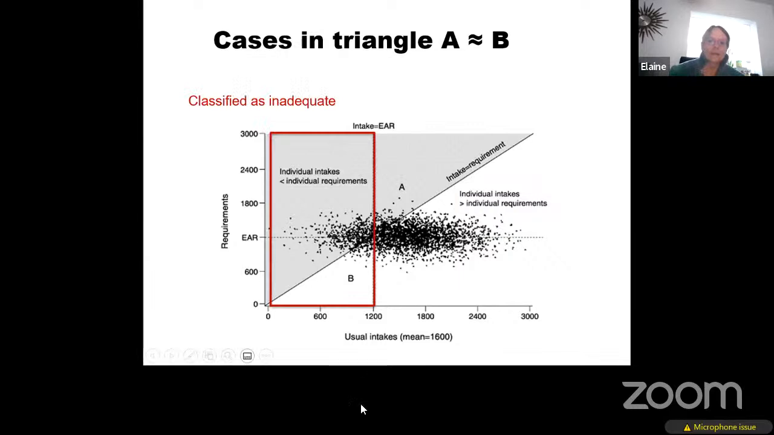Now this is looking at the estimated average requirement here, which is 1,200. If we use the EAR cut point, everybody in this box is defined as having an inadequate intake. So these are our intakes. Everybody here would be defined as having an inadequate intake. And there's our adequate intakes.